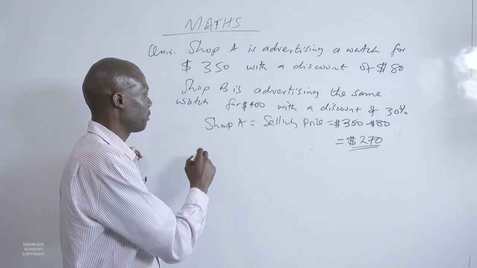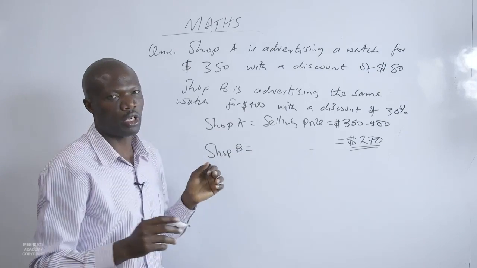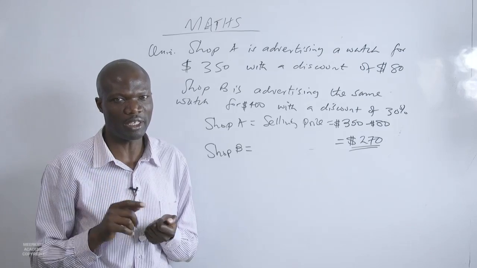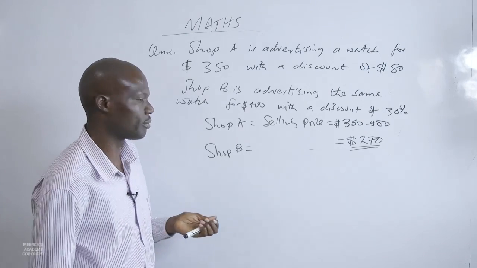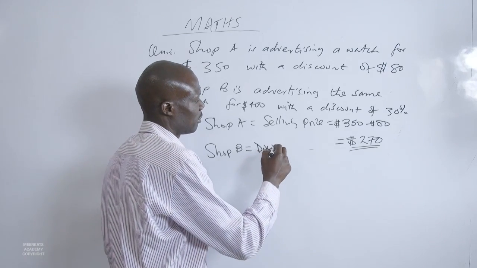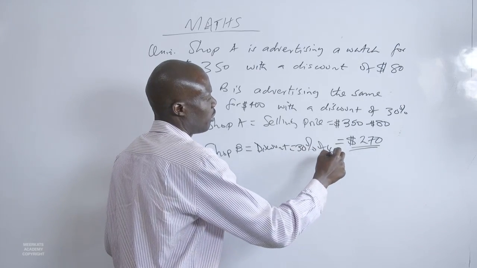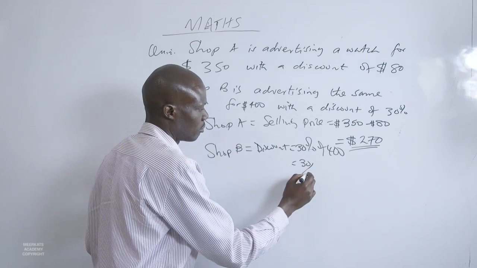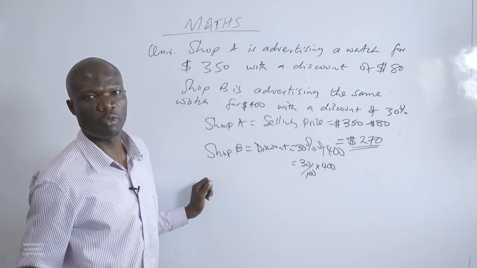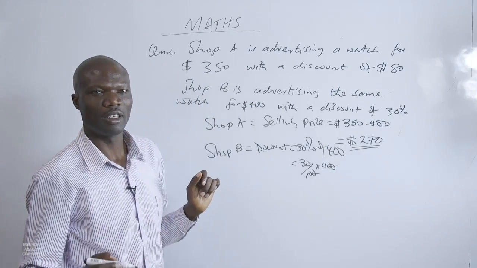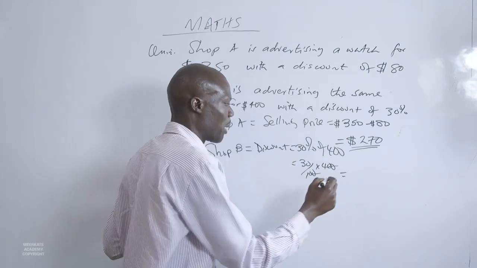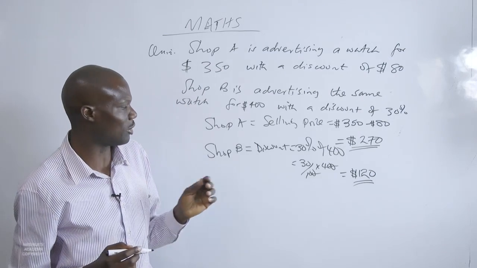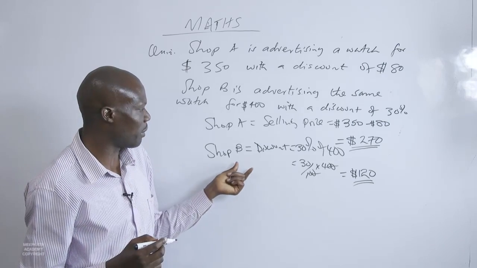Let us go to shop B. For us to get the selling price, it is simply the cost minus the discount, but our discount has been given as a percentage. So let us first calculate our discount. Shop B gives a discount of 30% of 400. When you multiply that, you'll find that the total discount given by shop B is $120.